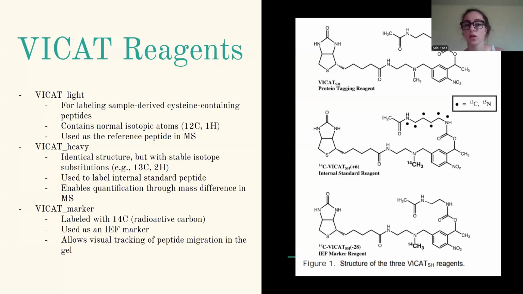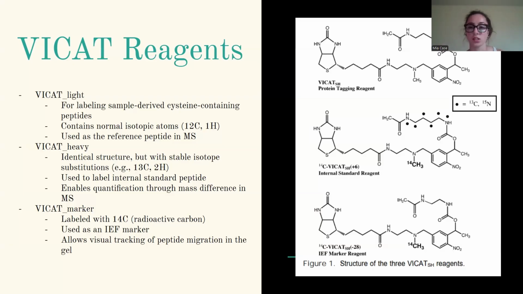And so, what are VICAT reagents? This method uses three distinct chemical reagents: a VICAT light, a VICAT heavy, and a VICAT marker. Each reagent is designed with a structure that targets cysteine-containing peptides. The VICAT light is used to label sample-derived peptides. That is right here. Then we have the VICAT heavy, which is used to label internal standard peptides and includes different isotopes for differentiation in mass spec, which is right here. And then we have the VICAT marker, which is labeled with a radioactive carbon 14 for gel visualization.